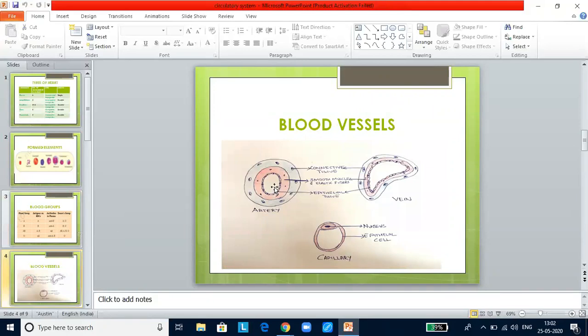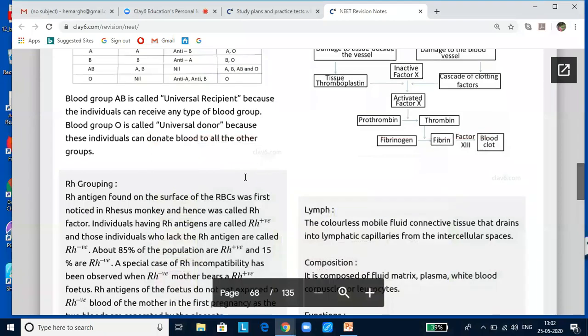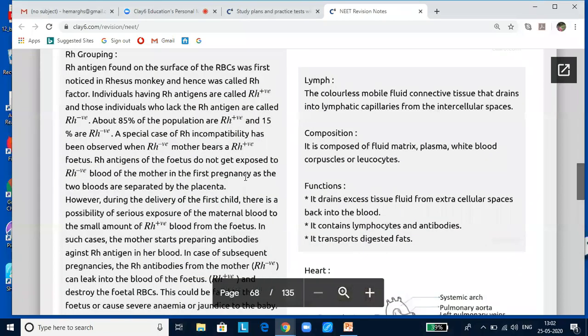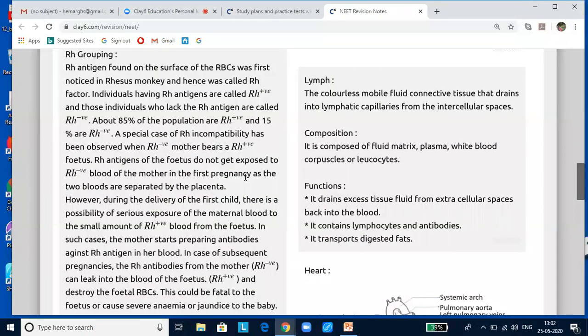Let us look into the RH grouping. So you must have heard of people saying that I have RH positive, RH negative grouping. And what is this RH grouping? RH antigen is similar to that present in the rhesus monkey, and it is also observed on the surface of RBCs of about 80% of humans.